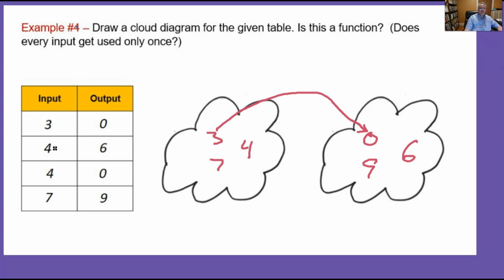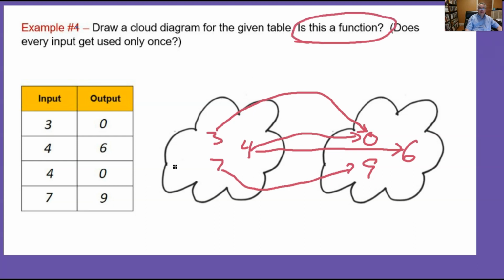All right, when the input's 4, an output is 6. And when the input's 4, we also have an output of 0. And when the input is 7, we have an output that is 9. Now, we want to answer the question, is this a function? Does every input only have one output? And the answer is no. This input 4 has 2 outputs. Input 4 has output 6, and it has output 0. So this is not a function.